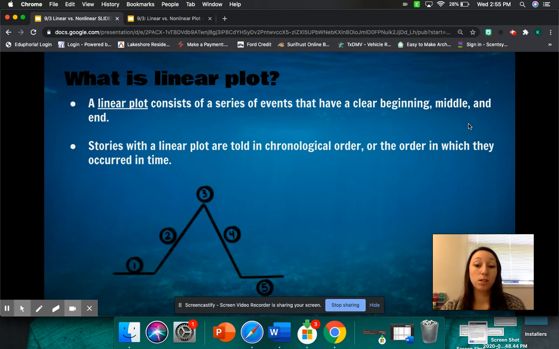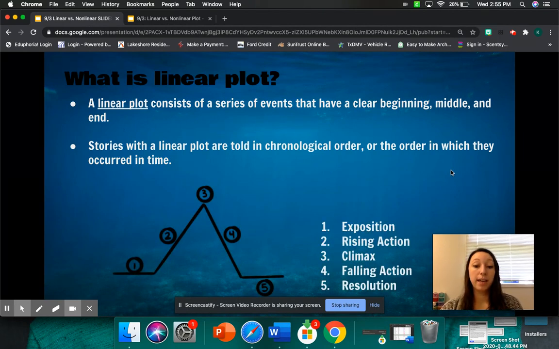You guys have all seen a linear plot chart, okay? And number one on the chart, the very beginning of the story, is called the exposition. And then you have the rising action. It moves to the climax, then the falling action, then the resolution. Now, these slides are super important because this slide will help you answer 5 of the questions that are on the first page of your worksheet, okay?